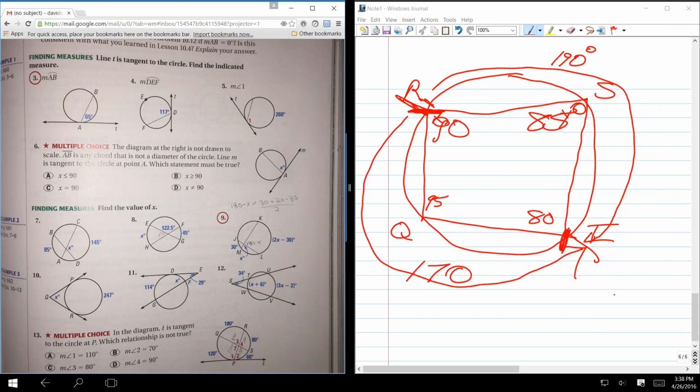So what's the measure of arc AB? 65. Does it look like 65? Maybe. Well, let's talk about this more.